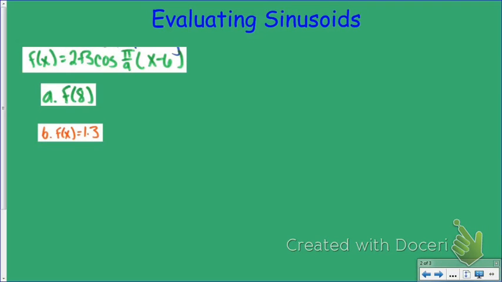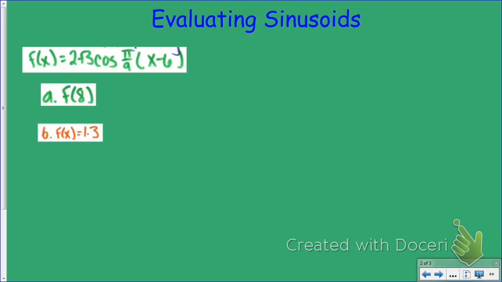Okay guys, today we are going to be evaluating sinusoidal functions. So we've already graphed these, and we looked at the inverses of them, so now what we're going to do is evaluate them at certain points. And the first one we're going to start with is this part A, that is f of 8. Okay, so we're going to look at that first given function.